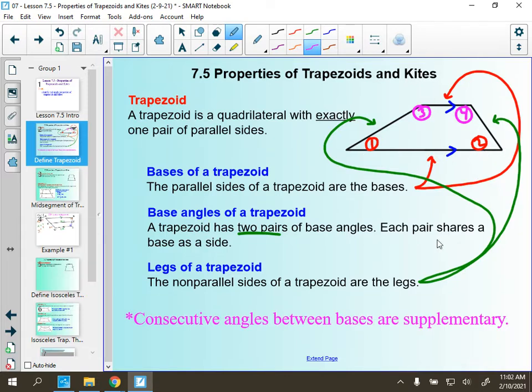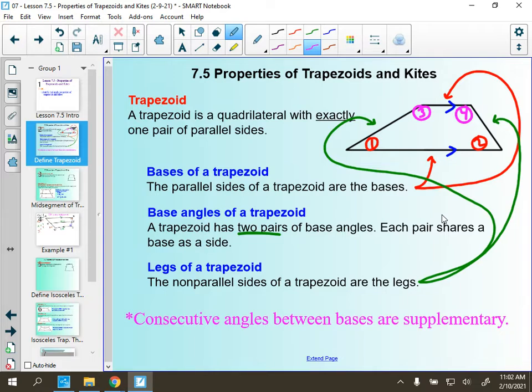Not a ton of specific properties, just because we've backed up and taken away the other parallel side, so we lose a lot of the properties we've talked about. Opposite sides aren't congruent anymore. Diagonals aren't congruent or perpendicular. They're not angle bisectors. All that stuff is specific to the figures we've already talked about. So you lose a lot. Really, the one thing going on here is that we still have parallel lines.